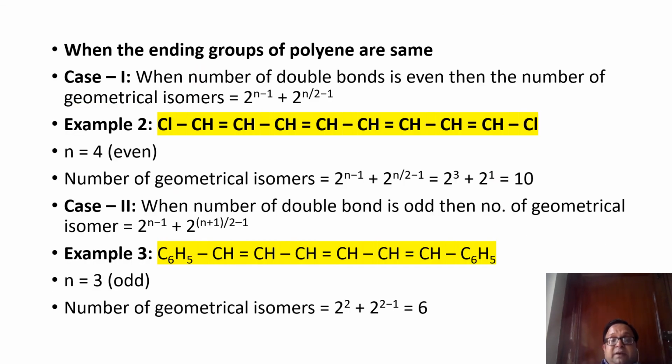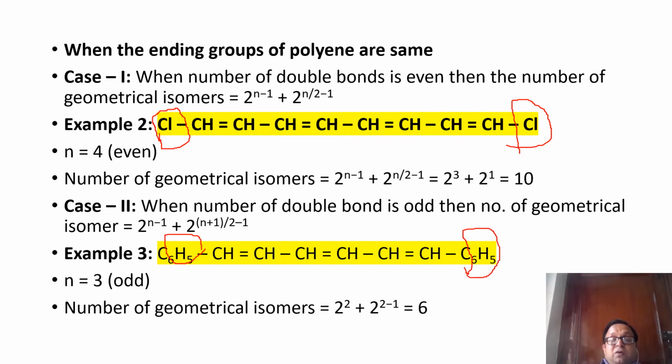Now let's see one more case. If we see that both the ends are having similar atoms, see, both the ends are having chlorine, and here both the ends are having phenyl.